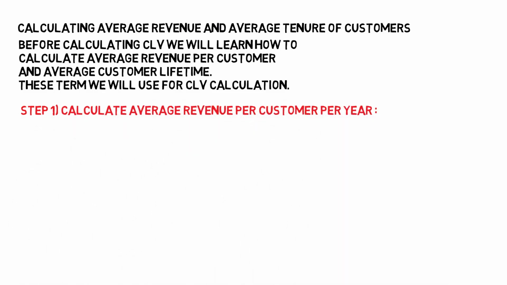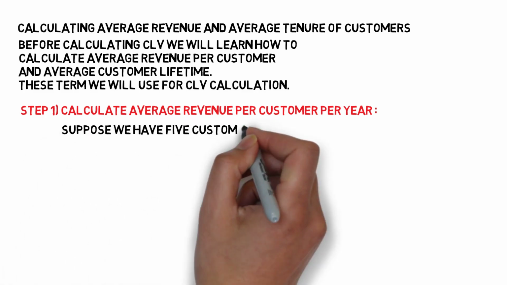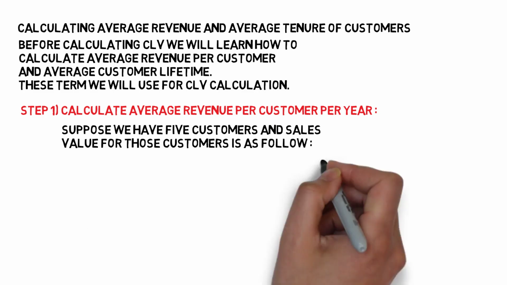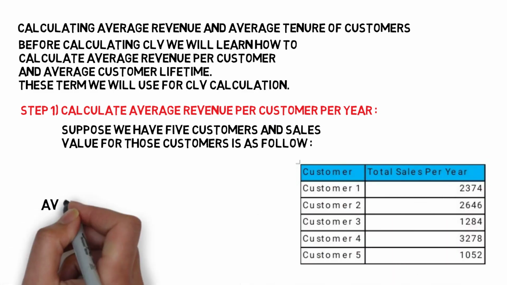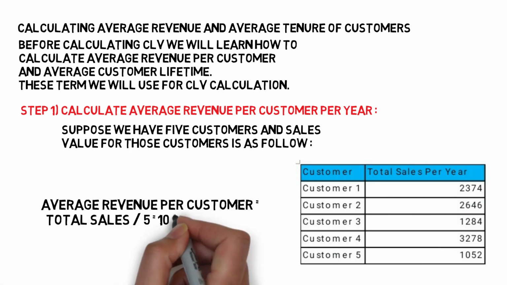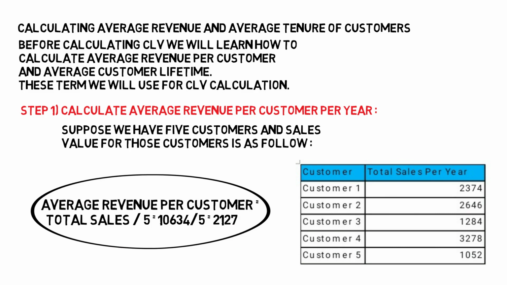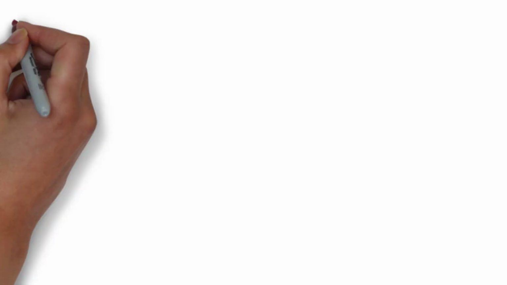Step 1. Calculate average revenue per customer per year. Suppose we have 5 customers. Sales value for those 5 customers is as follows. So the average revenue per customer according to the table will be 2127. Step 2. Calculate average lifetime value of customer.